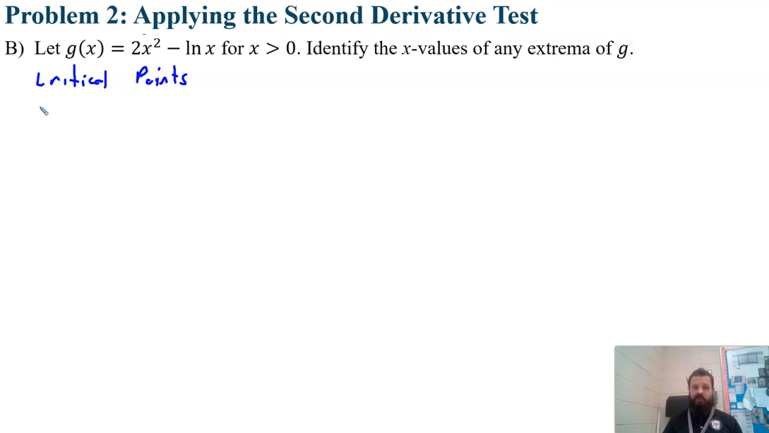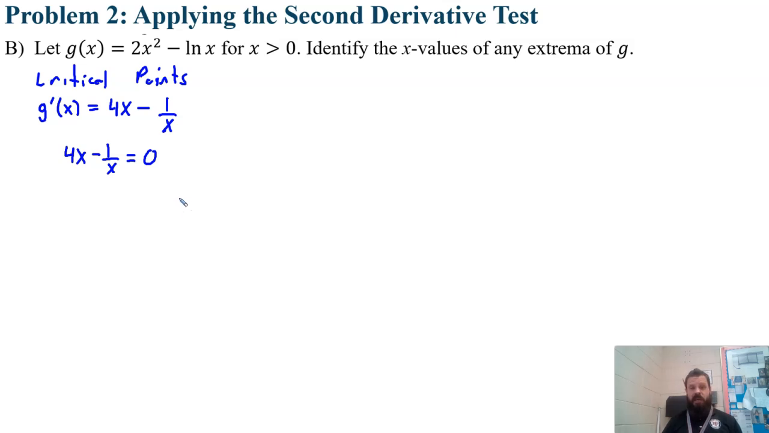For that, we're going to use our first derivative. Okay, derivative of 2x squared is going to be 4x, minus derivative of natural log, which is just 1 over x. All right, then we want to figure out where that derivative is equal to 0. We did one like this in a previous lesson. Let's say that 4x minus 1 over x equals 0.